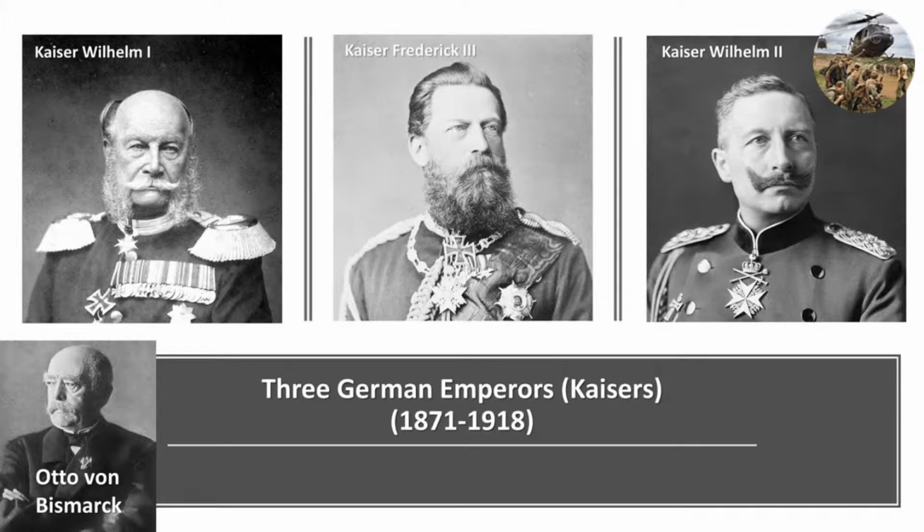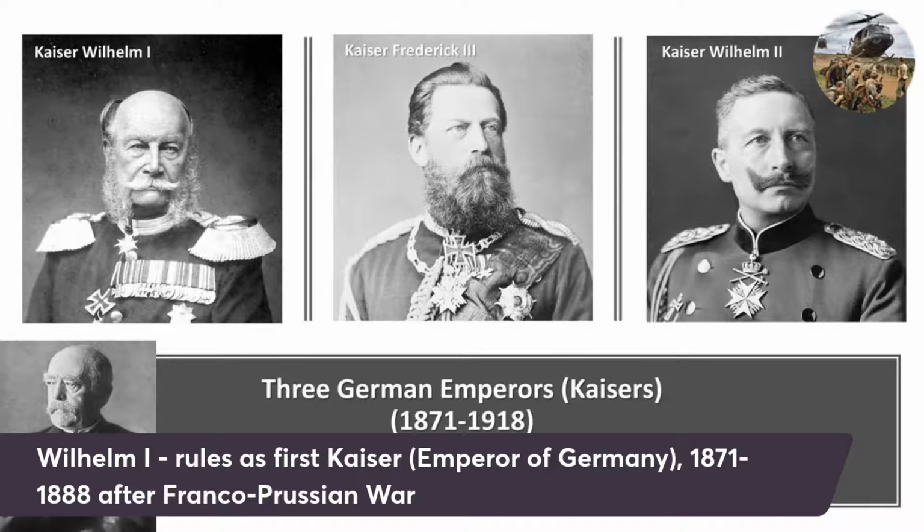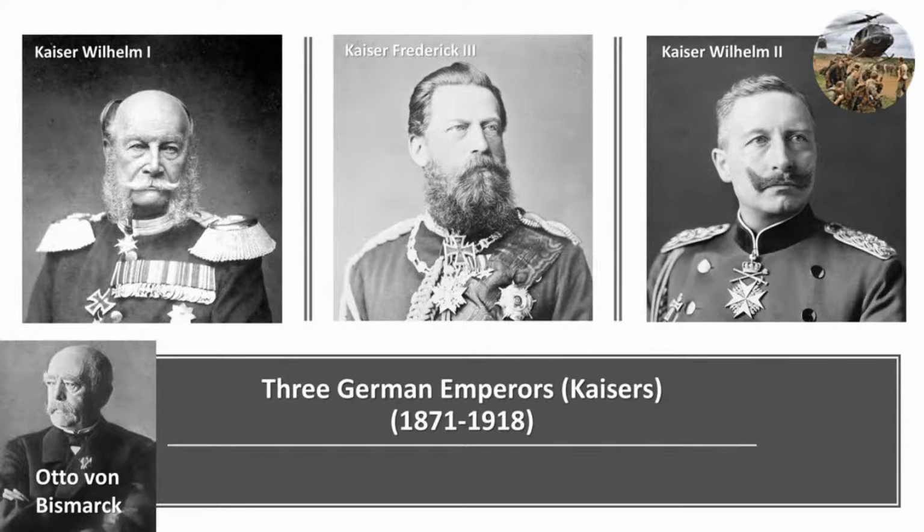The one at the top left is very famous. That would be Kaiser Wilhelm the First. He was originally King of Prussia, but after the Franco-Prussian War, he became the first Kaiser, 1871 to 1888. And we see on the bottom left there, he's famous for appointing Otto von Bismarck as the first Chancellor of Germany, which was in 1871. I think Bismarck was Chancellor from 1871 to 1890. We'll talk about him later. They call him the Iron Chancellor, if you know about that. He helped to form the German Empire. He was kind of the brains behind it.